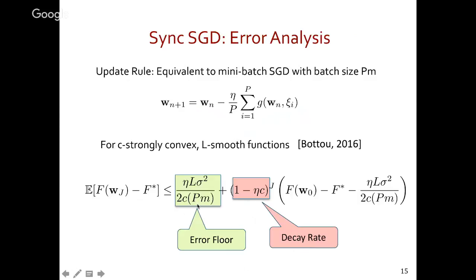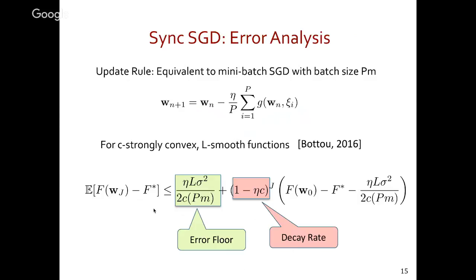What we can notice here is that as the number of workers P increases, the error floor goes down because the denominator of this error floor term is increasing. Whereas the decay rate does not depend on the number of workers or the mini-batch size. The decay rate just depends on the strong convexity parameter of the function, c. Now note that although I'm presenting the analysis here for strongly convex functions, this can be easily extended to non-convex objectives, where we can show convergence to a stationary point. But I'm going to present it for strongly convex functions for now.